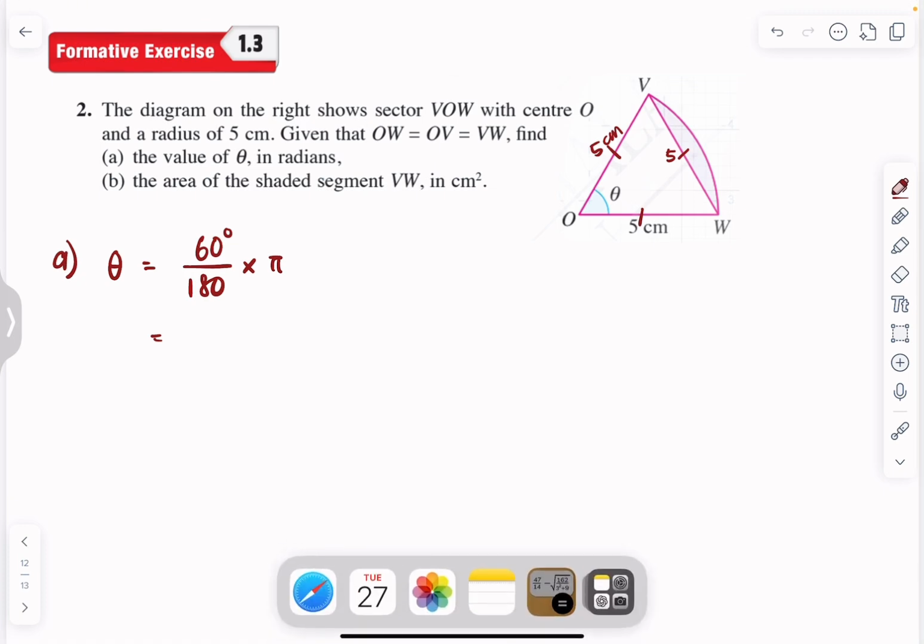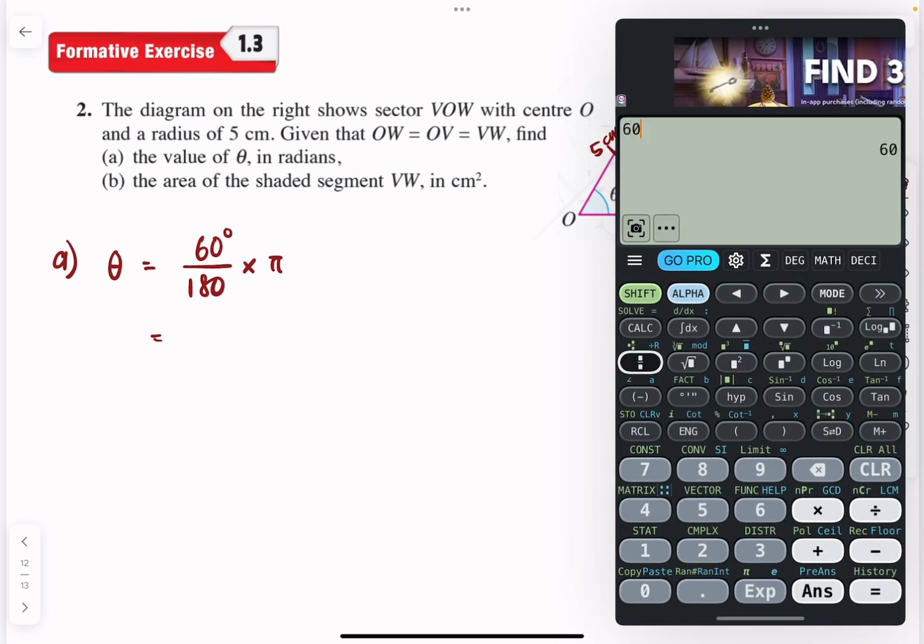So let's take our calculator. 60 over 180 times pi. You get 1.047 radians.